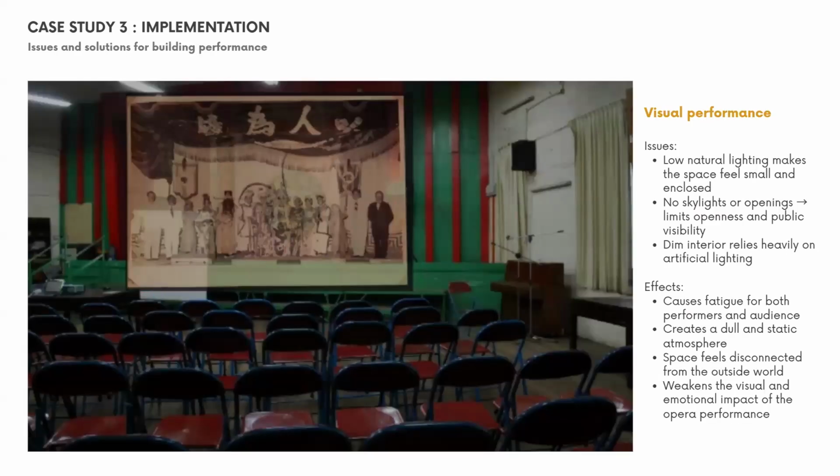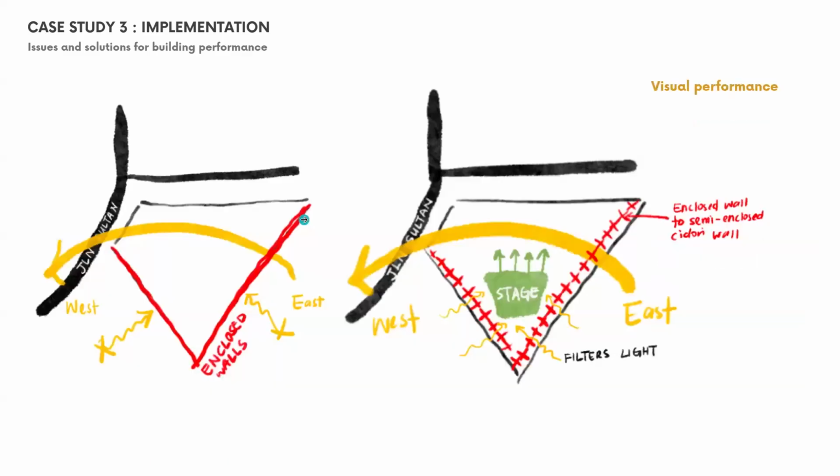So the issue of this building is visually, it has low natural lighting, so it makes the space feel small and enclosed because there's no skylight or opening, and you can see a very dim interior that relies on artificial lighting. So all of these issues actually cause fatigue for both performers and audience, and the space feels disconnected from the outside world. It also weakens the visual emotional impact of the opera performance.